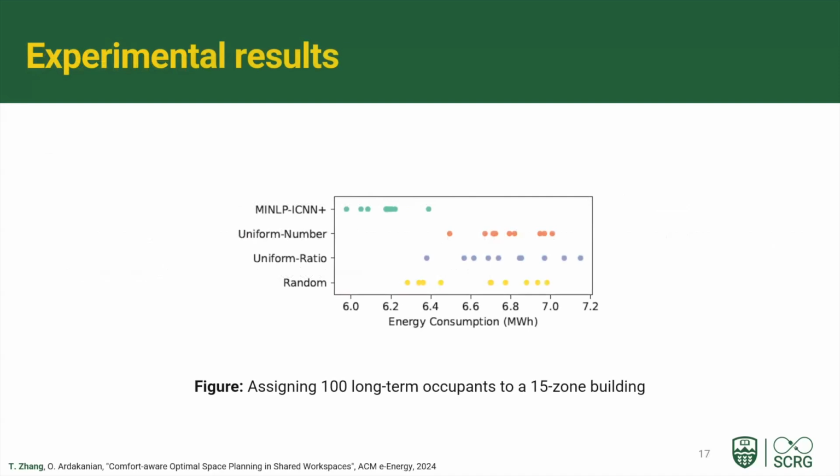So this figure demonstrates the energy savings when the building is occupied by 100 long-term occupants. In this case, we only have long-term occupants in the building. The x-axis represents the total building energy consumption over 2 weeks, with the lower value being preferable. It is evident that the MINLP approach achieves the lowest energy consumption and thus outperforms the other methods.